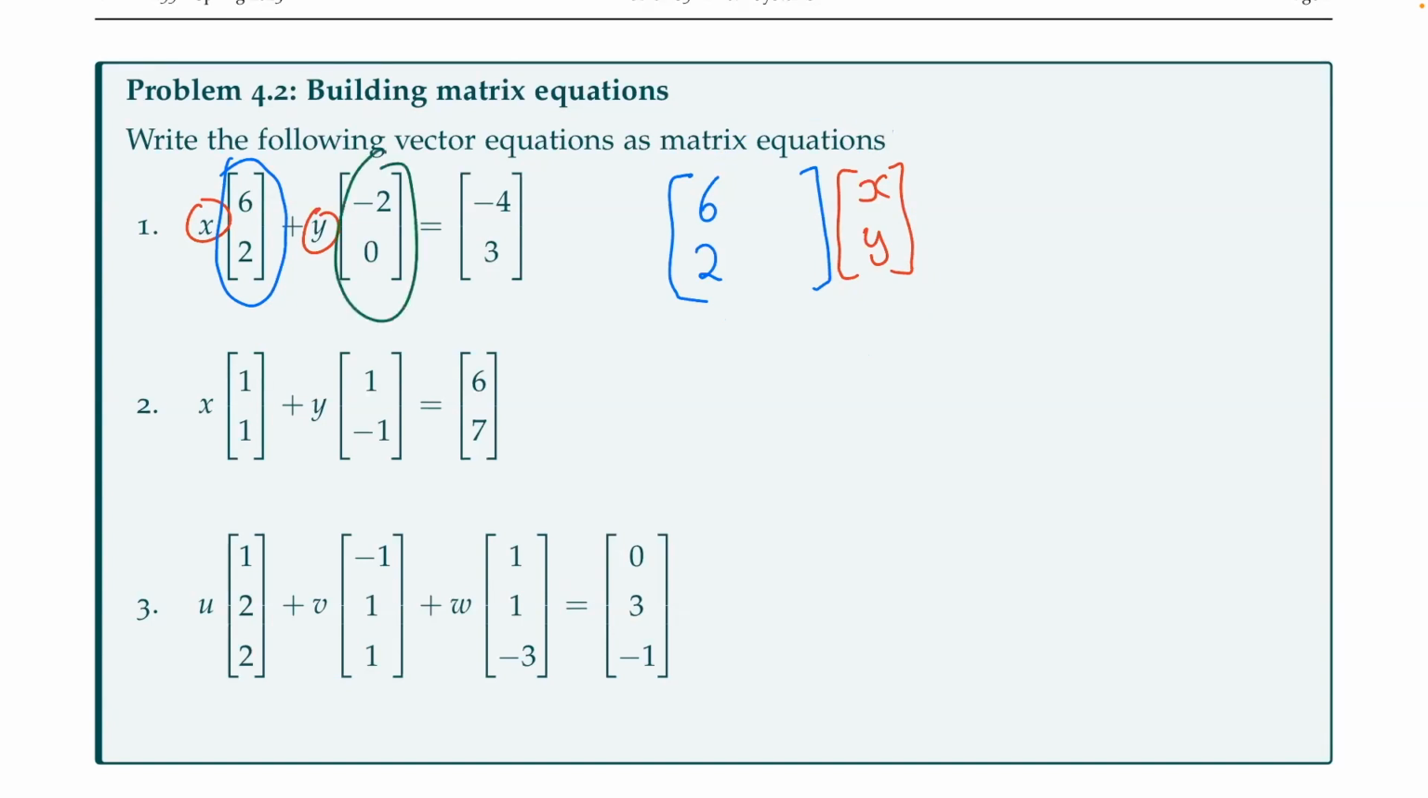Okay, we've got this minus 2 and the 0 for the y, exactly the same here. We need to put the minus 2 and the 0 in as a column vector for the second column. And then we have our right-hand side, minus 4, 3, nothing changes there.